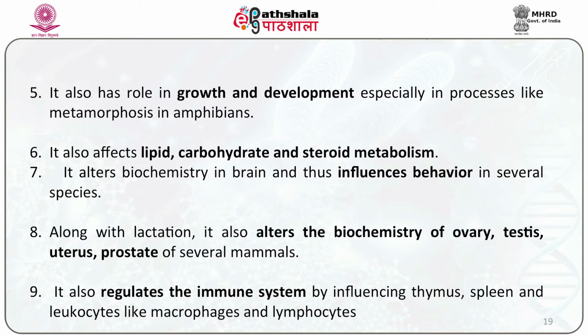It also affects the lipid, carbohydrate and steroid metabolism. It alters the biochemistry in brain and thus influences the behavior in several species. Along with lactation, prolactin also alters the biochemistry of ovary, testes, uterus, prostate of several mammals. It also regulates the immune system by influencing the thymus, spleen and leukocytes like macrophages and lymphocytes.